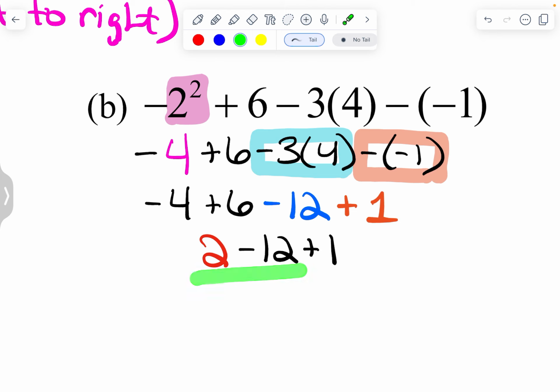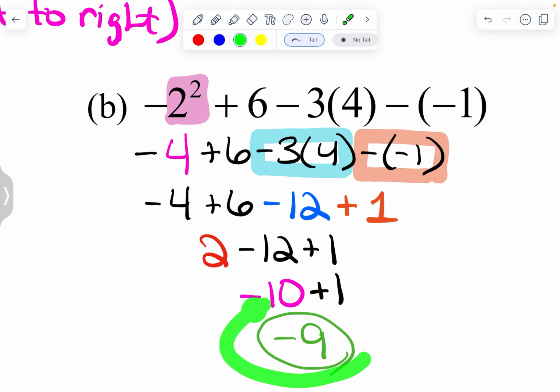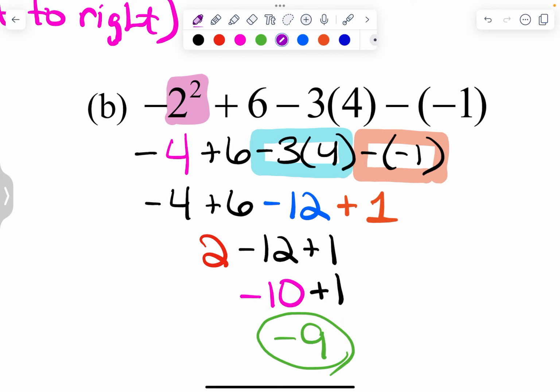2 minus 12. I have more negatives than positives, so negative 10. And then left with the plus 1. Haven't touched that. And last but not least, negative 10 plus 1 makes negative 9. I have more negatives than positives. Or if you go with the debt idea, negative 10, I'm $10 in debt, and I only have $1. That means, unfortunately, I am still $9 in debt. All right, so that's part B.